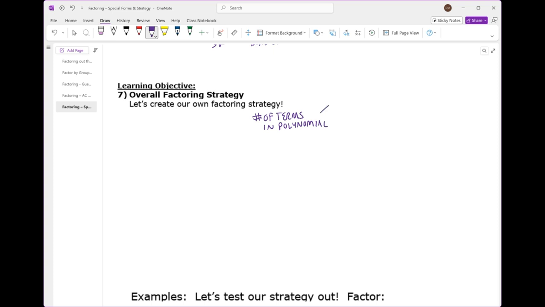If there are 4 terms, and that might look like x squared plus 3x minus 4x minus 12, something like that, then I want to do factor by grouping.